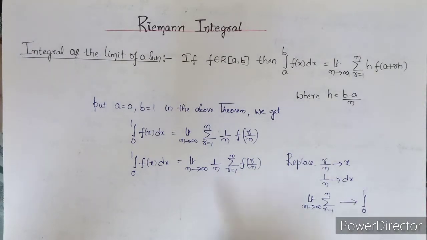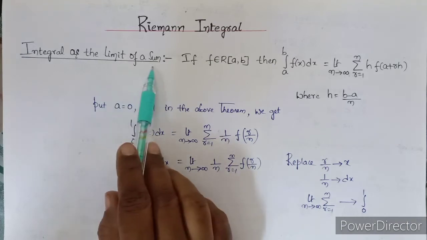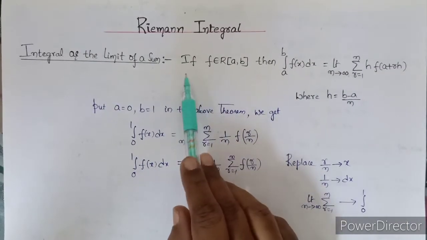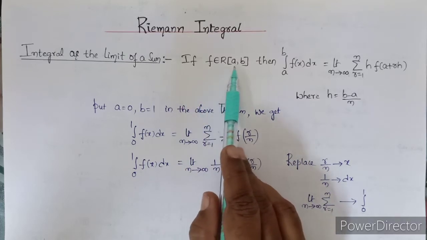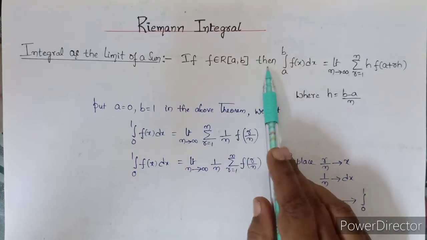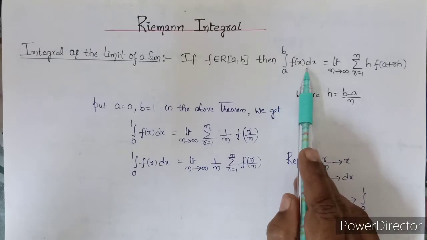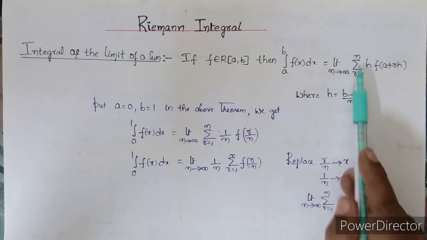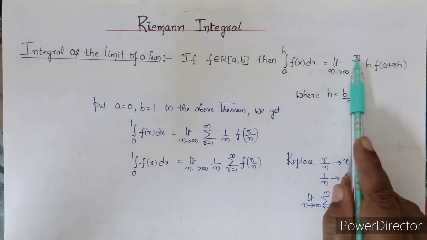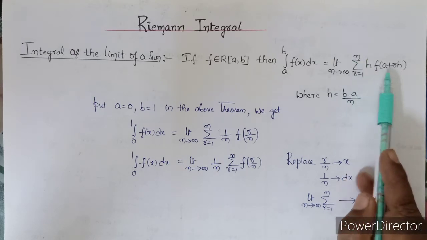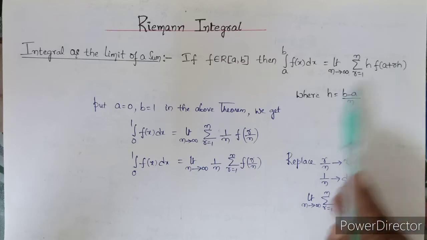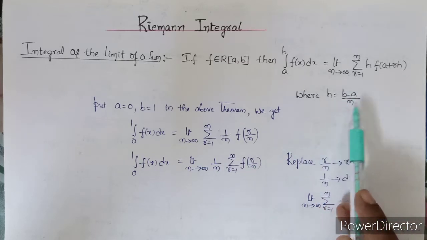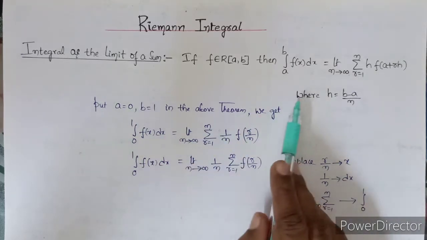Today I am going to explain integral as the limit of the sum in the chapter Riemann integral. The theorem is: if f is Riemann integrable on the closed interval [a, b], then integral a to b f of x dx is equal to limit n tends to infinity sigma r equals 1 to n h into f of a plus r h, where h is equal to (b minus a) by n. So this is the theorem.